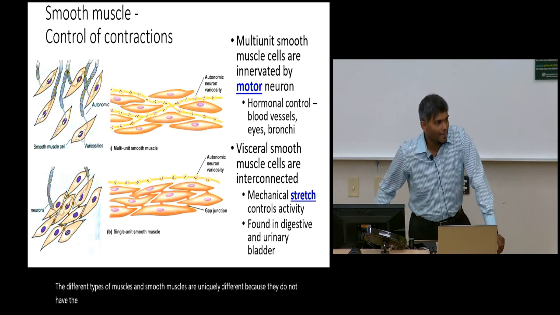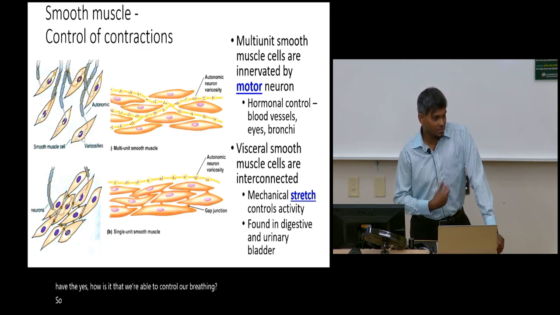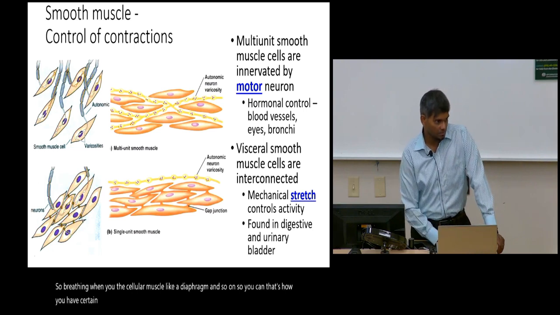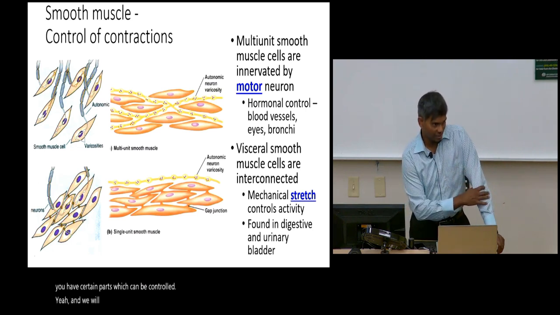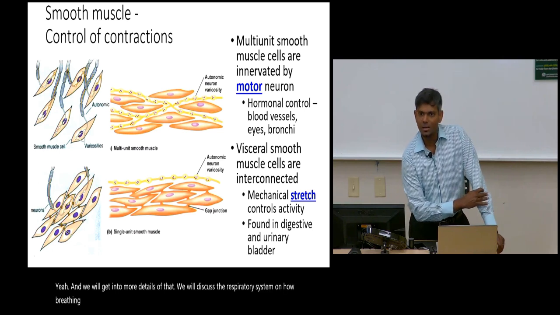Yes? How is it that we're able to control our breathing? So breathing, there are skeletal muscles like your diaphragm and so on, so that's how you have certain parts which can be controlled. Yeah. And we will get into more details of that when we discuss the respiratory system, on how breathing control happens.